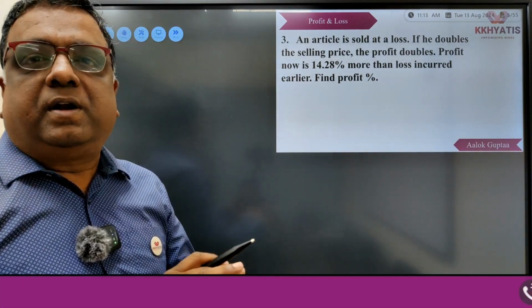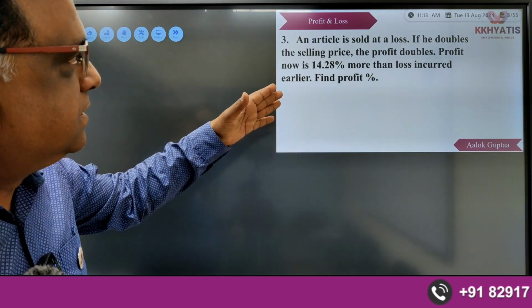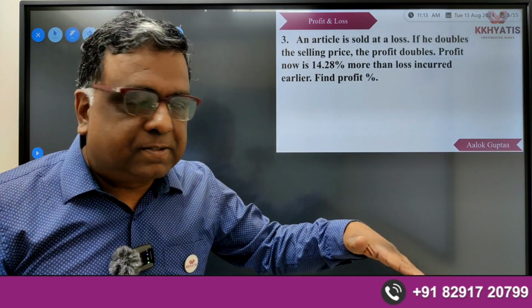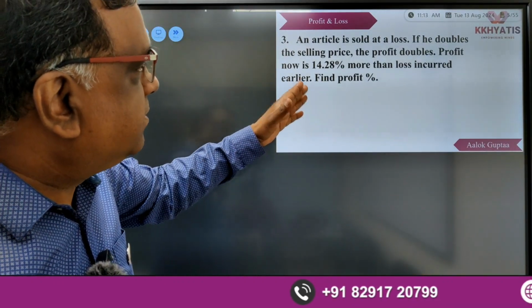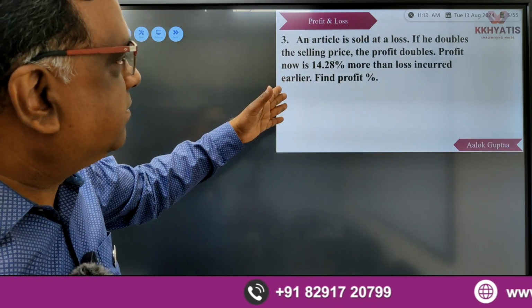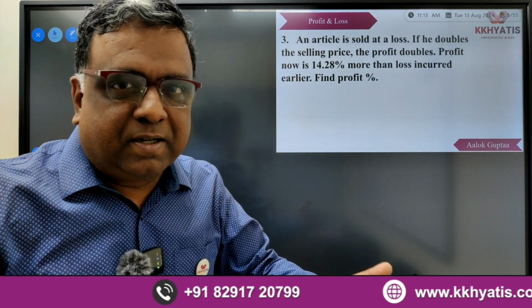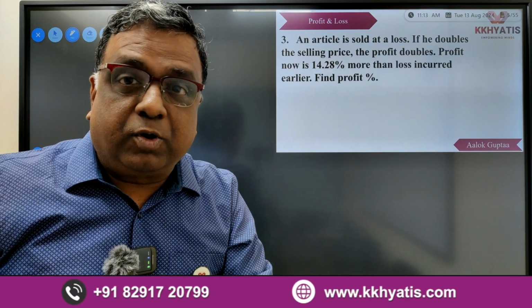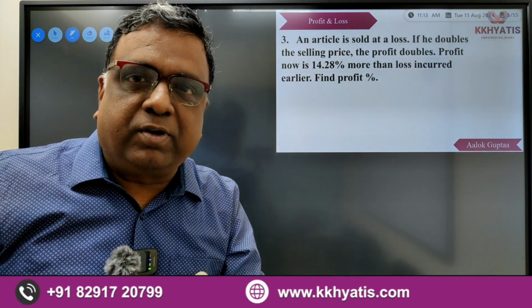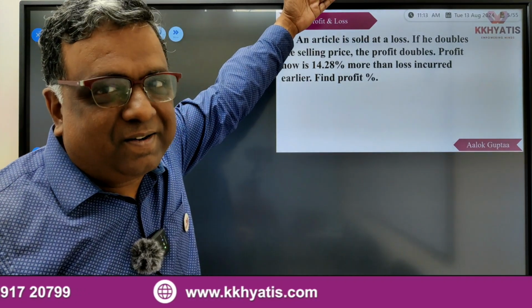An article is sold at a loss. If it doubles the selling price, then the profit doubles. Profit now is 14.28% more than the loss incurred earlier. Find the profit. So I'm doubling my selling price, so my profit also doubles. But in the new scenario, whatever my profit is, it is 14.28% more than the loss incurred earlier.